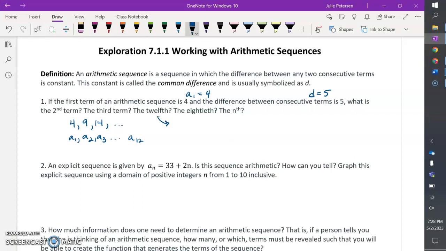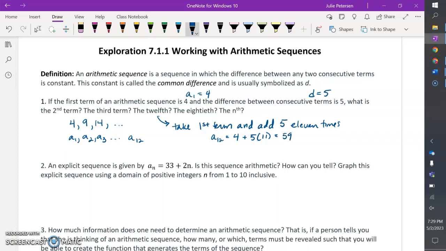So if we want to find the 12th term, I would take the first term, and we'll add the common difference, and then we'd have to figure out how many times we have to add that to get to the 12th term from the first term. Well, that would be 11 times. If we're thinking about that mathematically, the 12th term equals the first term, which was 4, and then we're adding the common difference of 5 11 times.